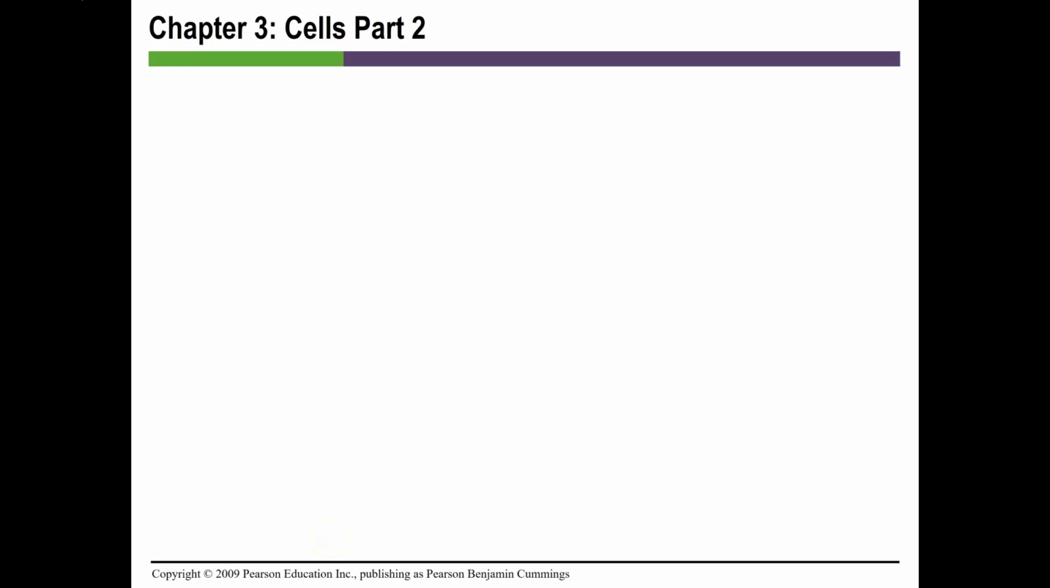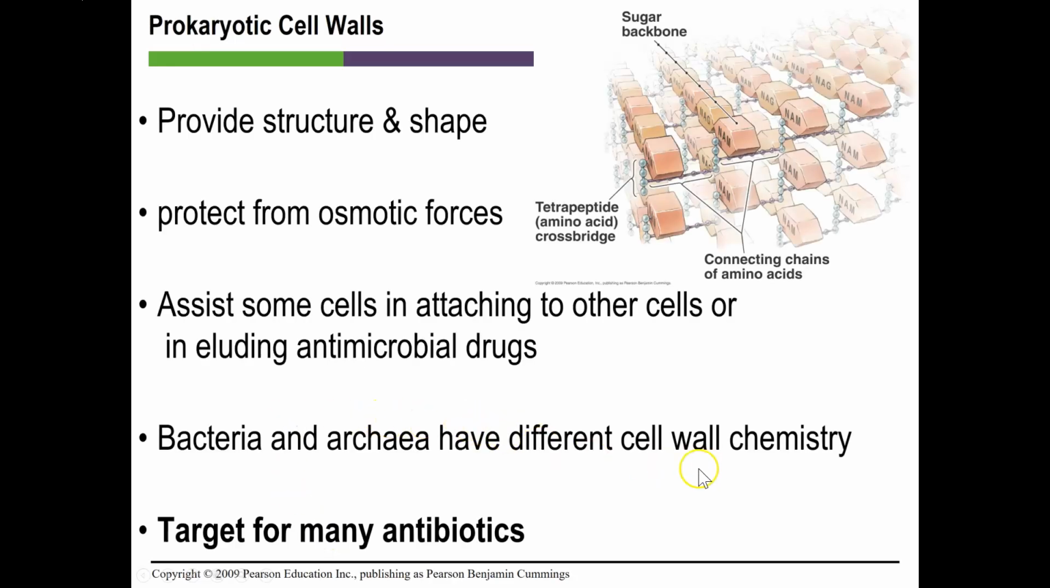And we're back with part 2 of cells. We're picking up with the prokaryotic cell walls. Depicted here on this image are brick-like structures that are labeled NAG and NAM. These are modified carbohydrates. I'll show you on the next slide a little bit more detail regarding that.